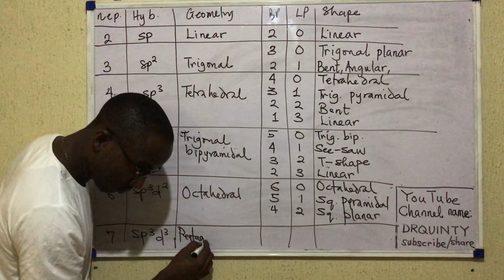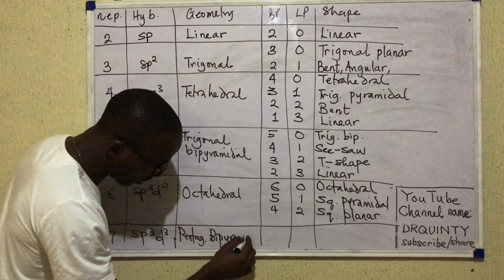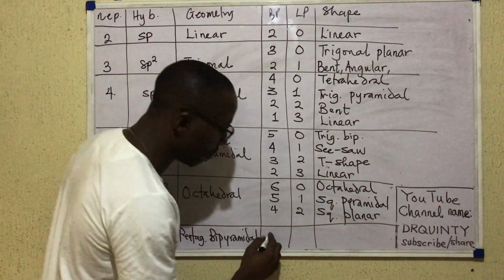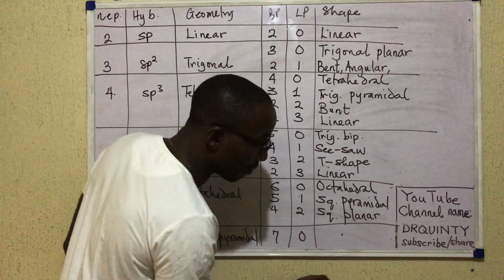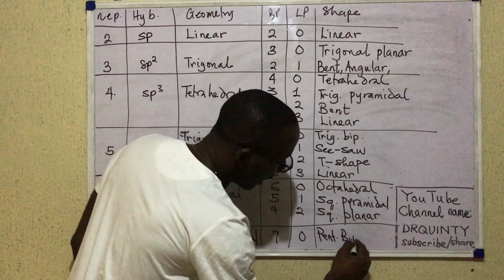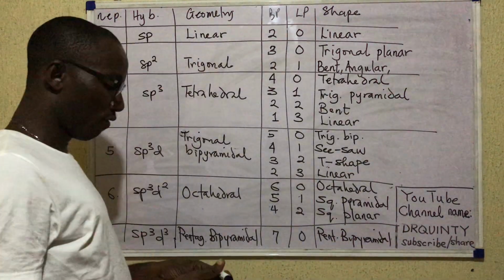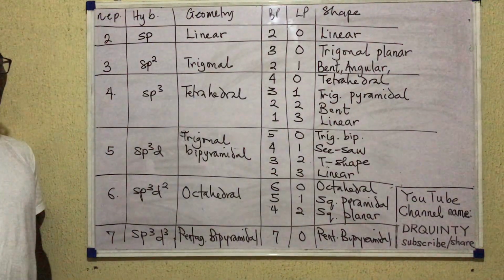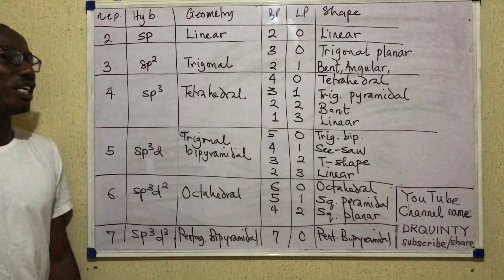pentagonal bipyramidal. I think we mentioned this earlier. So pentagonal bipyramidal, and usually bond pair to lone pair, what we have here is 7-0, and the shape, of course you are correct, it's still pentagonal bipyramidal. So what I'll do finally, having given you this table, would be to solve 1 or 2, bring out some compounds and show you their geometry and shapes.